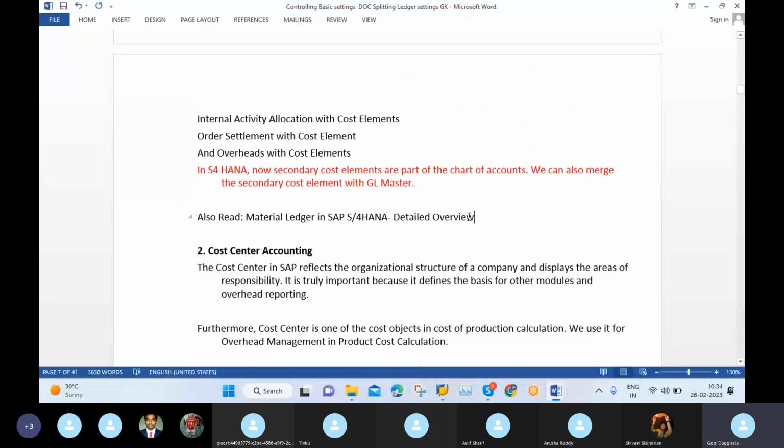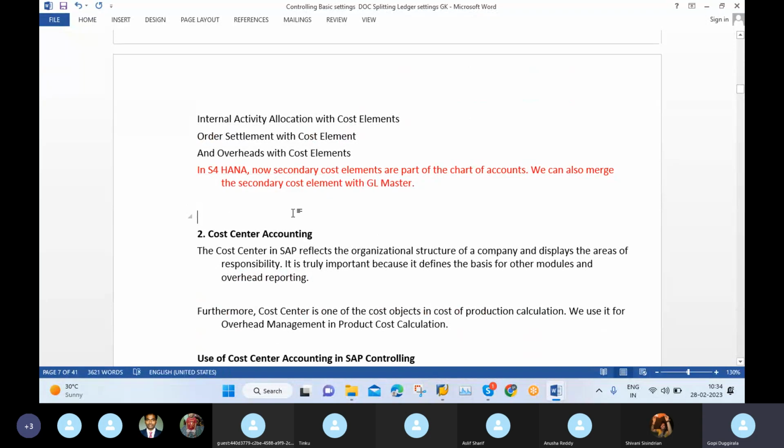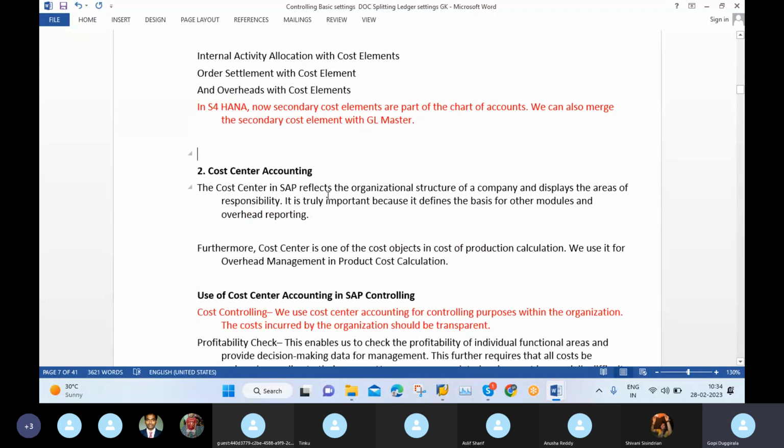So next point is cost center accounting. Cost center accounting in SAP reflects the organizational structure of a company and displays the areas of responsibility. It is truly important because it defines the basis of other modules and overhead reporting. Especially, cost center is one of the cost objects in cost of production calculation.